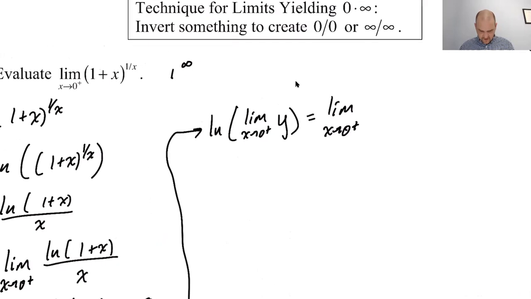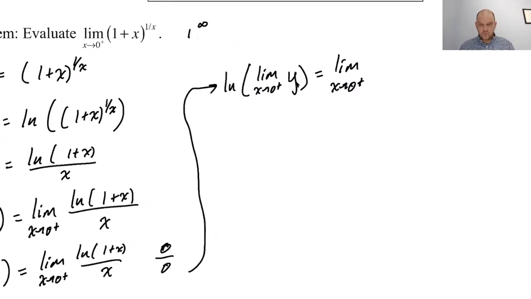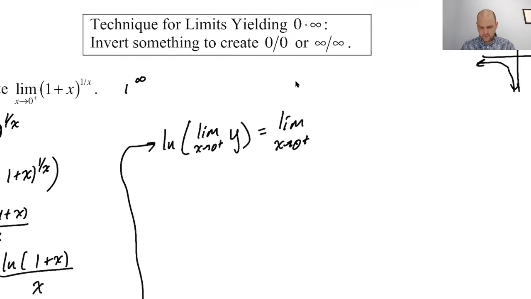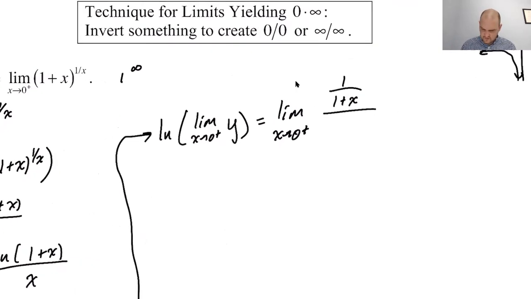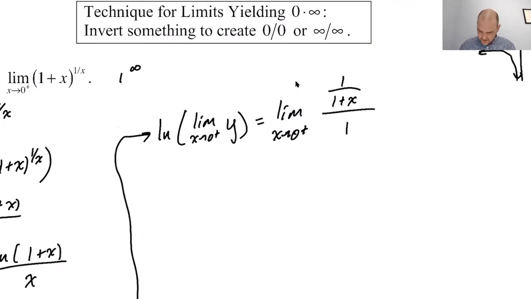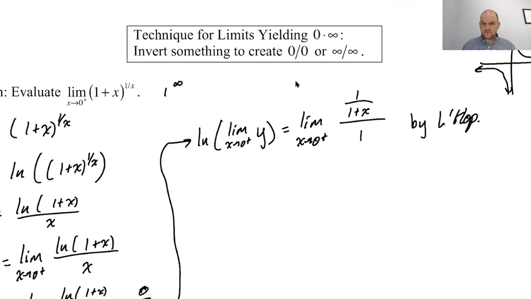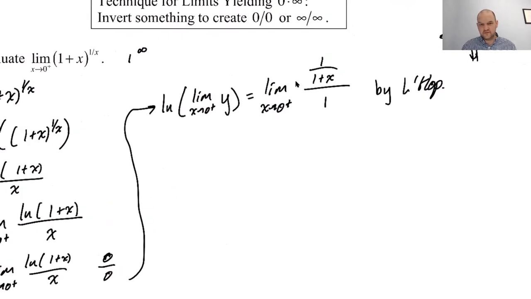What is the derivative of natural log of 1 plus x? It's 1 over 1 plus x, over, what is the derivative of x? It is 1. Okay, I'll say by L'Hopital's, just to make it a little more readable for the reader, who is probably you.